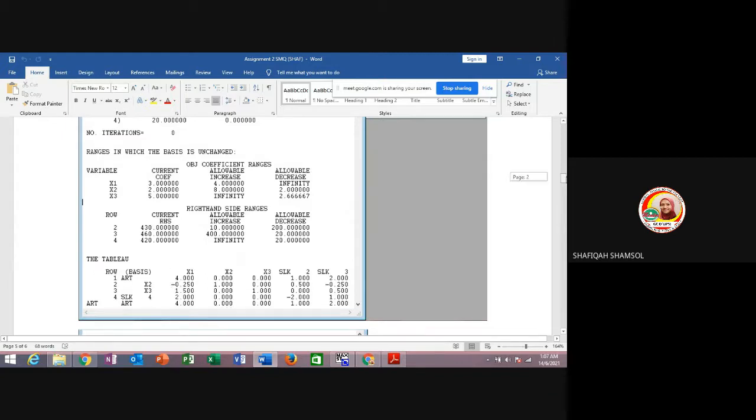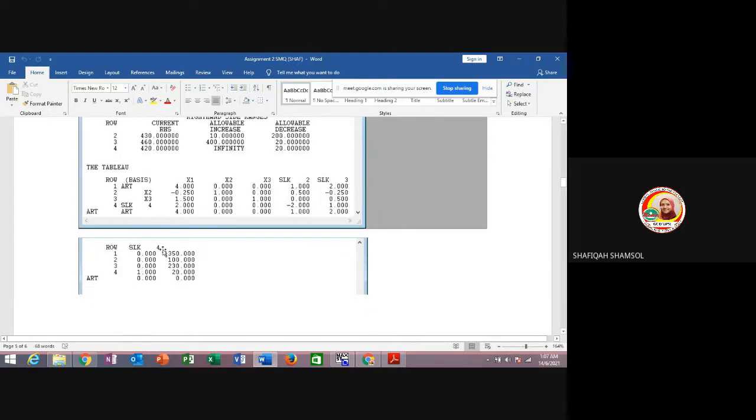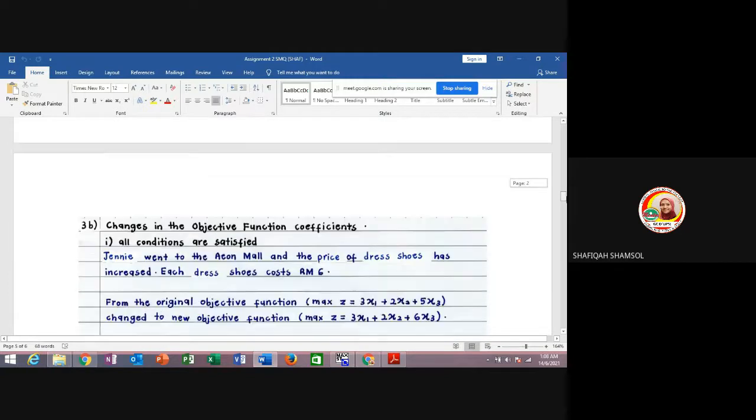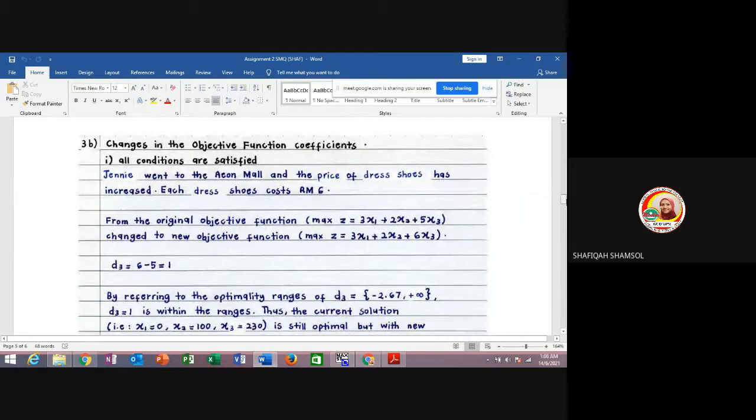Okay, as you can see here, the previous Z value that we get is 1350, also 1350. And this is X2, for the X2 row, 100. X3, 230. This is the surplus or slack variable. S3 equals 20. Okay, next. For number 3A, my friend's gonna explain her part.